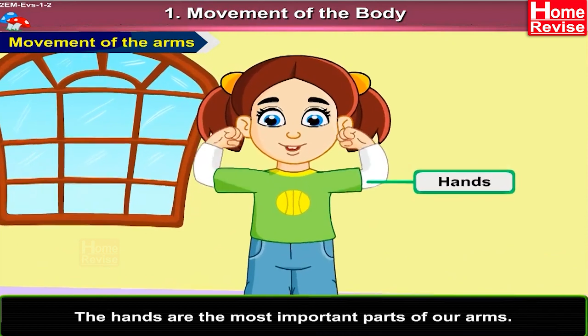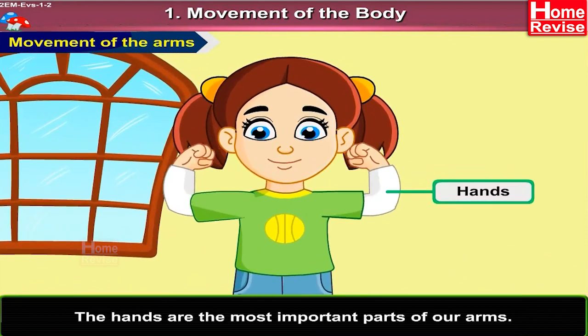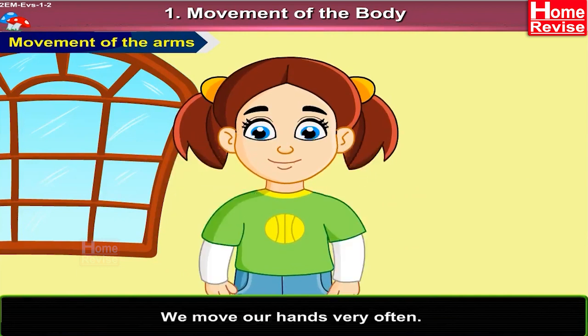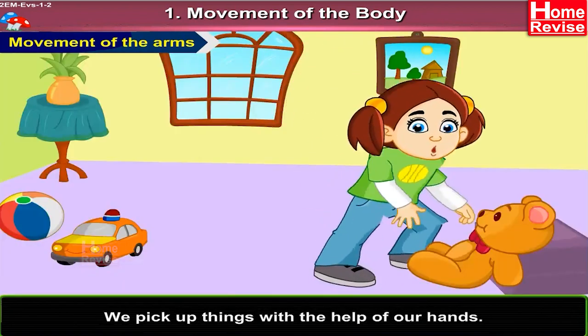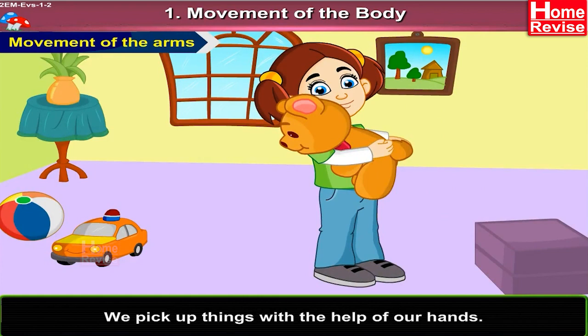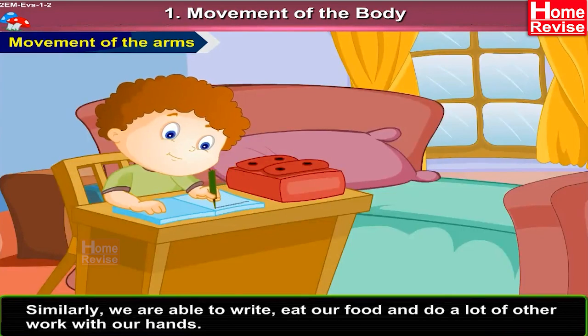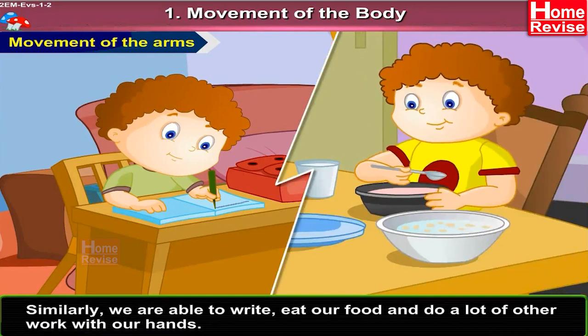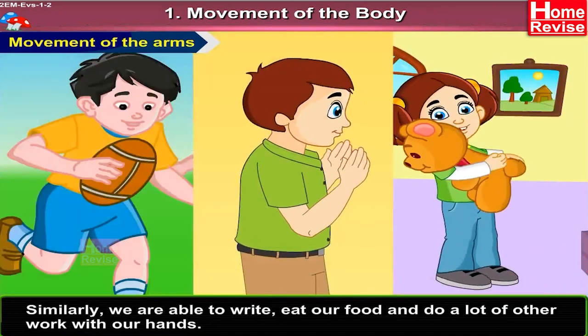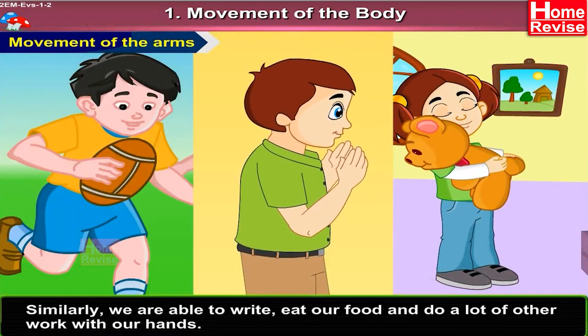2. Movement of the arms. The hands are the most important parts of our arms. We move our hands very often. We pick up things with the help of our hands. Similarly, we are able to write, eat our food, and do a lot of other work with our hands.